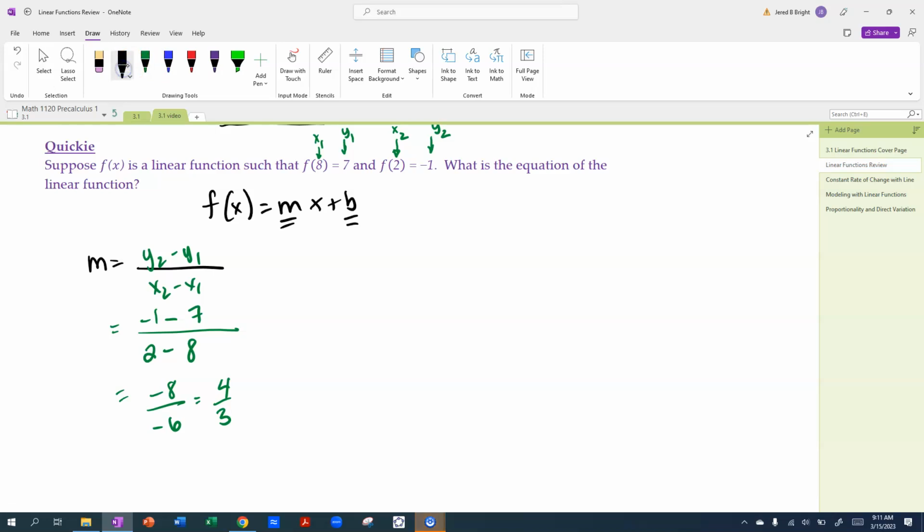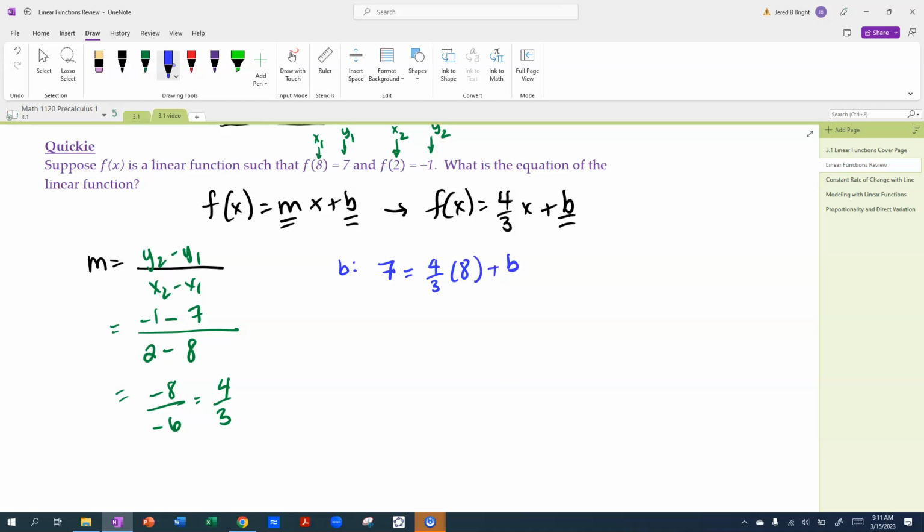Great, so now I can say that f of x is equal to 4/3 x plus b. I still need to provide the value of b. So how do I do that? Use the given information. If I want to find b, I'm going to say f of x has a value of 7 whenever I put in a value of 8, so 7 equals 4/3 times 8, plus b.